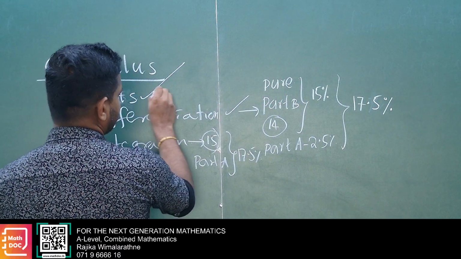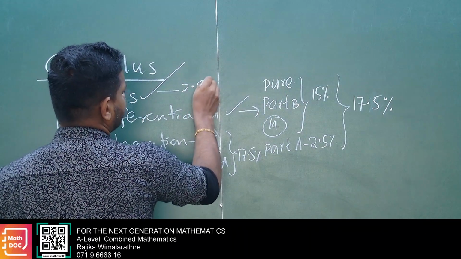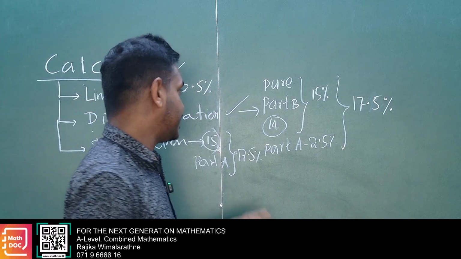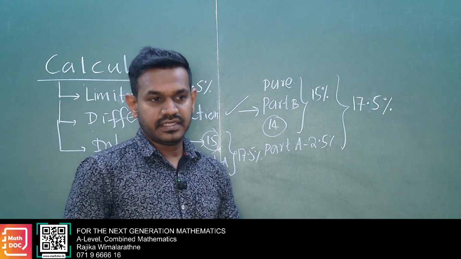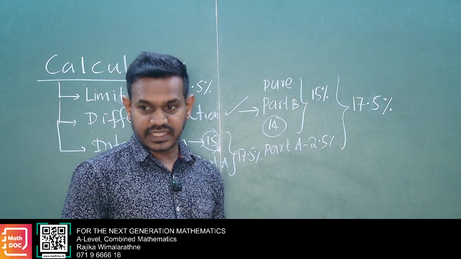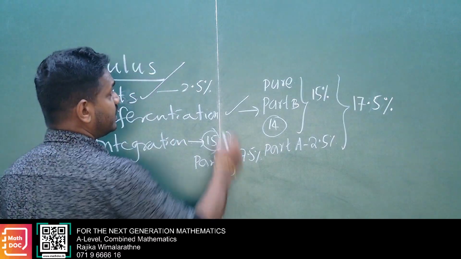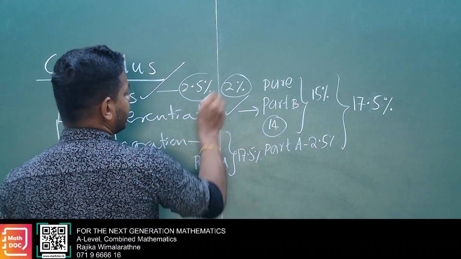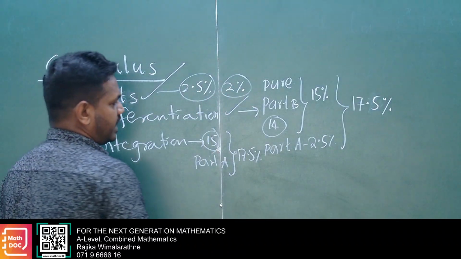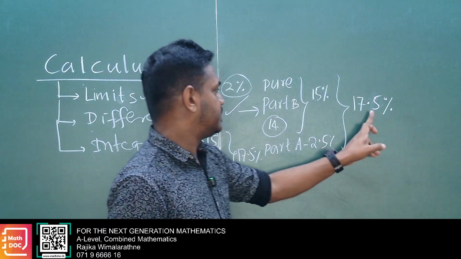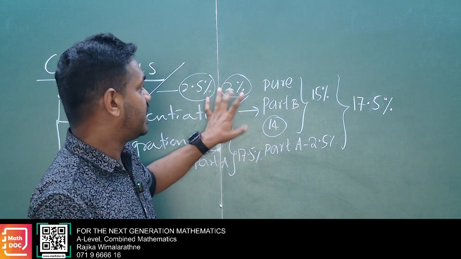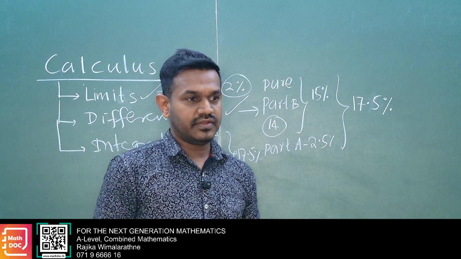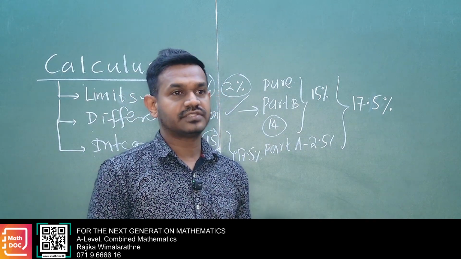For limits, directly we have a Part A question, 2.5 marks, and indirectly we have a relation with question number 12 and question number 14. For question number 12, usually we have 2.5 marks. So under the calculus part, the full paper has 39.5 marks.